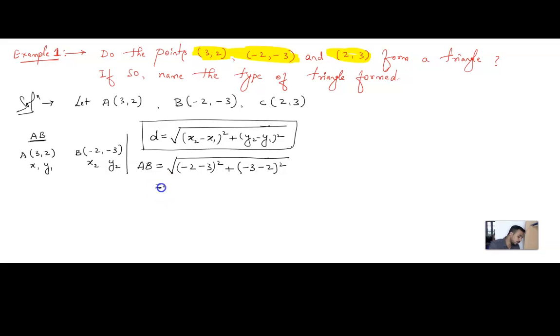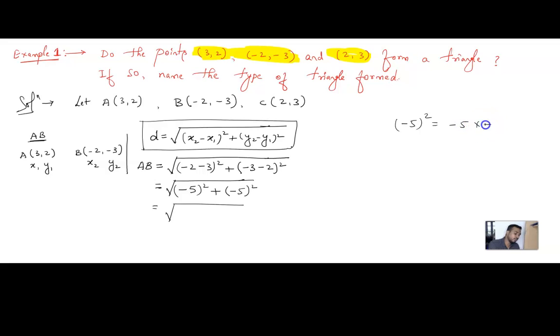Okay. Now that is equal to root of (minus 2 minus 3). We have to add both the values. What is minus 2 minus 3? If both the values have the same sign, that is minus sign, then you have to put minus itself, but we should add. 2 plus 3 is 5. That is nothing but (minus 5) whole square, plus (minus 3 minus 2). Both the values have the same minus sign, so you put minus as it is. What is 3 plus 2? 5, whole square. Then what happens? Root of (minus 5) whole square. What do you mean by (minus 5) whole square? You have to multiply minus 5 two times.